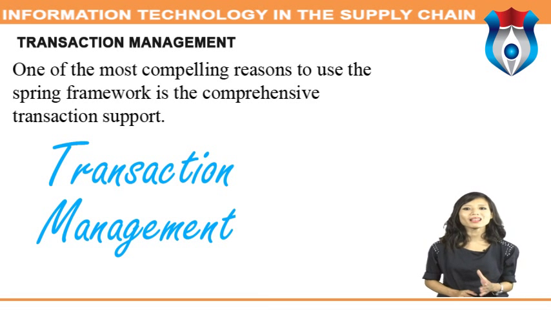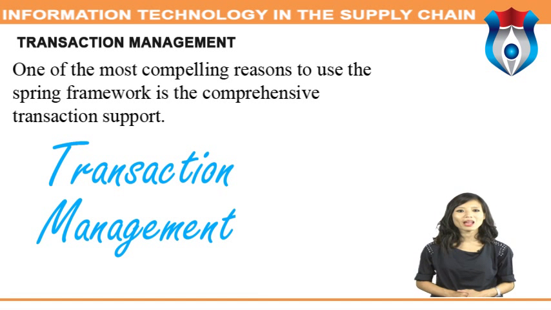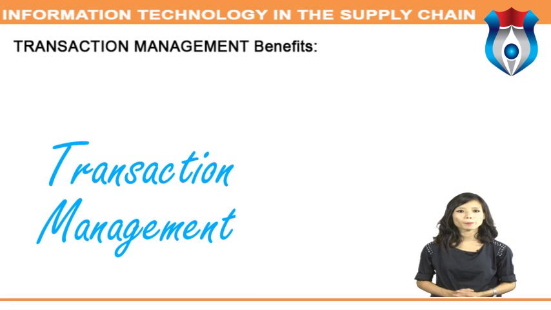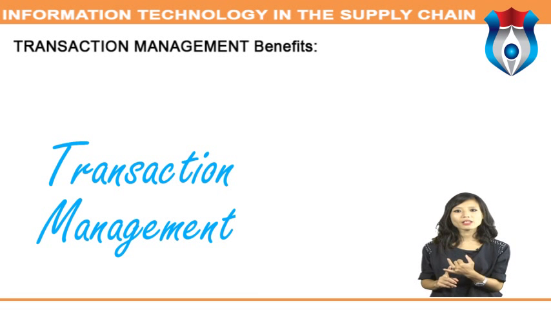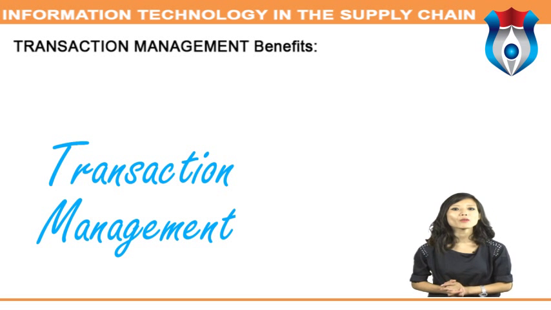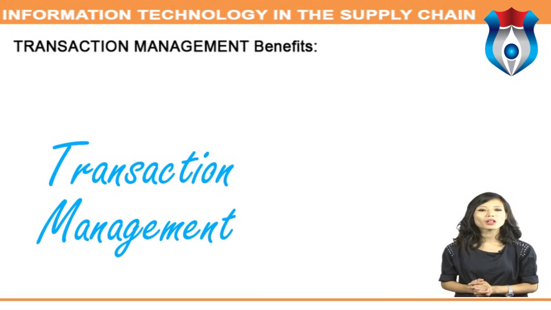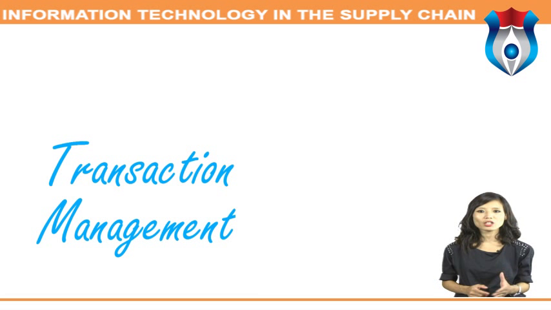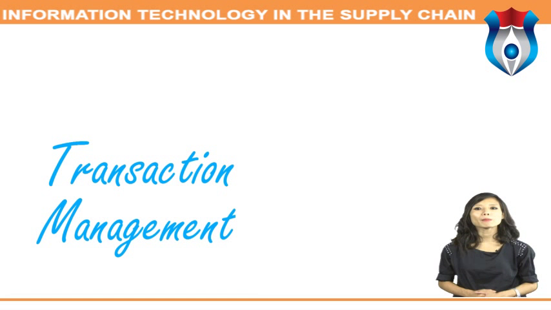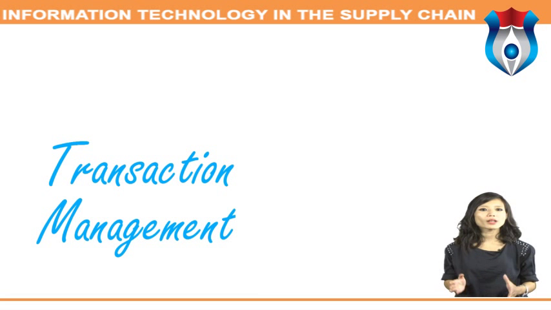One of the most compelling reasons to use the Spring framework is comprehensive transaction support. The Spring framework provides a consistent abstraction for transaction management that delivers the following benefits. Provides a consistent programming model across different transaction APIs such as JTA, JDBC, Hibernate, JPA and JDO, supports declarative transaction management, provides a simpler API for programmatic transaction management than a number of complex transaction APIs such as JTA, and integrates very well with Spring's various data access abstractions.